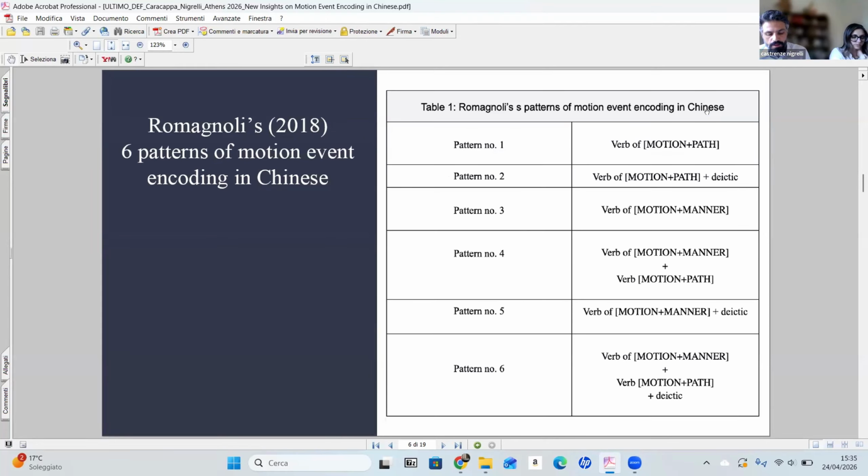Therefore, in some cases, a single verb expresses both motion and path, while in others, this verb is accompanied by a deictic element indicating movement toward or away from the speaker. Other patterns involve verbs encoding motion and manner, or combinations of multiple verbs that separately express manner and path, sometimes also accompanied by a deictic element.